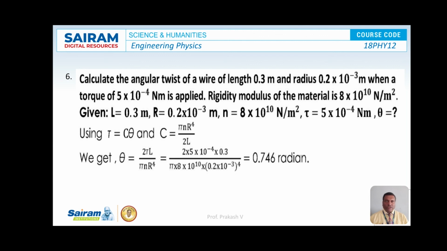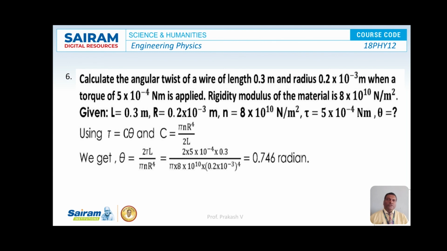Given the value of L is 0.3 meter, r is equal to 0.2 into 10 to the power of minus 3 meter and n is 8 into 10 to the power of 10 Newton per meter square and torque tau is equal to 5 into 10 to the power of minus 4 Newton meter. So here we have to calculate what is twisting angle theta. We know that tau is equal to C theta, further C is equal to pi n r to the power of 4 by 2L. Therefore theta can be written as 2 tau L by pi n r to the power of 4. Now substitute the values of tau, L, pi, n and r here.